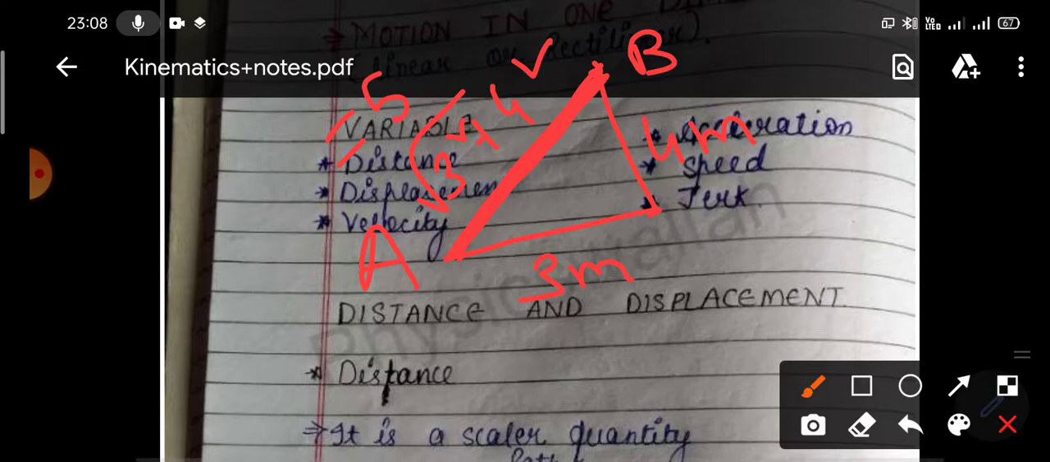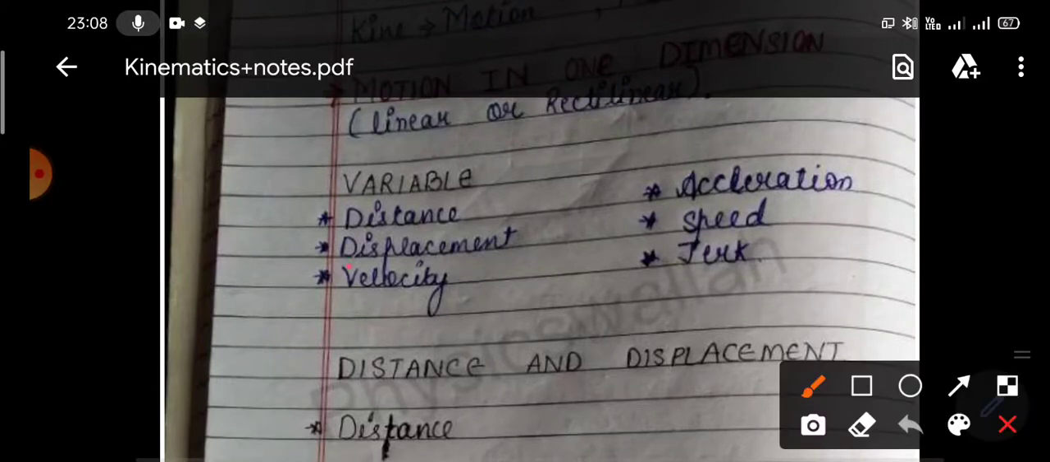But if you cover the same distance in a straight line, suppose you started from point A, you cover 3 meter distance in one direction, then again you covered 4 meter distance in the same direction, then your displacement will be the shortest distance between A and B. So distance between A and B is equal to 3 plus 4 is equals to 7 meter. Now in the previous case your displacement was 5 meter, but here your displacement is 7 meter. That means displacement depends on path. So that means displacement is a vector quantity.